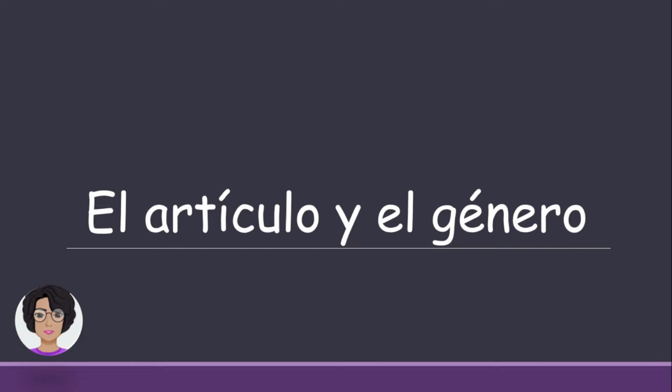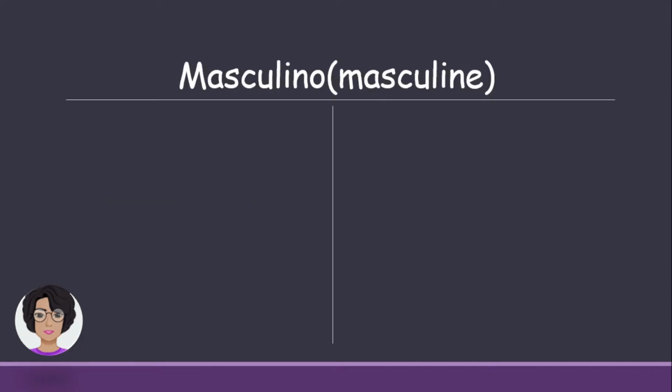In today's video, I'm going to talk about the gender and the article so you can learn how to use those elements in Spanish. So let's get started. The masculine nouns in Spanish generally end in the letter O. However, there are other endings or categories of words that are also frequently associated with the masculine gender. Let me give you some examples.